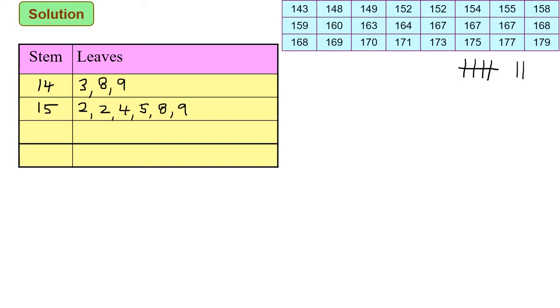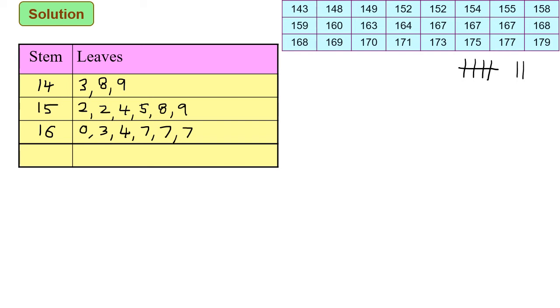And then we start with the stem 16. So for the stem 16, we start with the 160, so 0 here. And then 163, 164, so means 3 and 4. And then 167, we have 3 times. So 3 times 167.